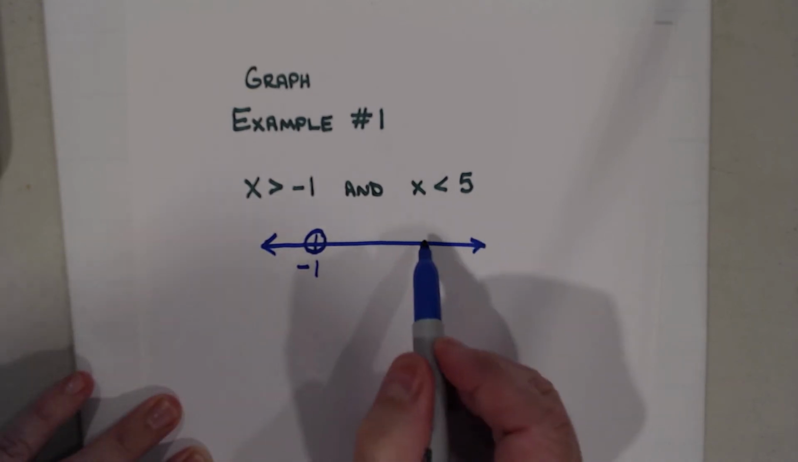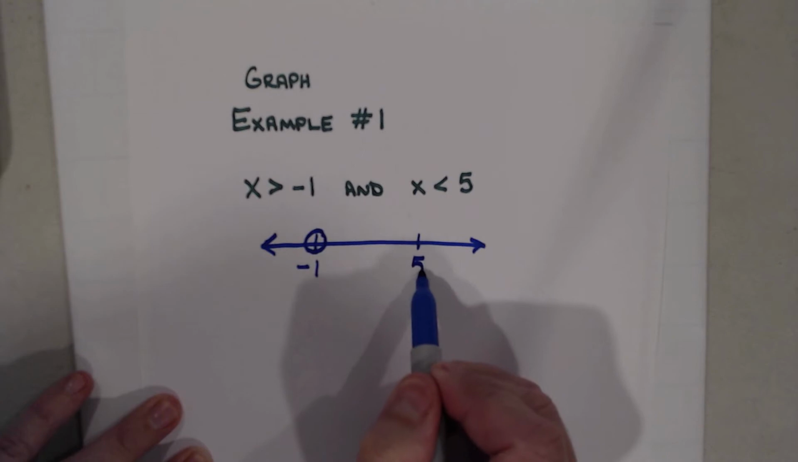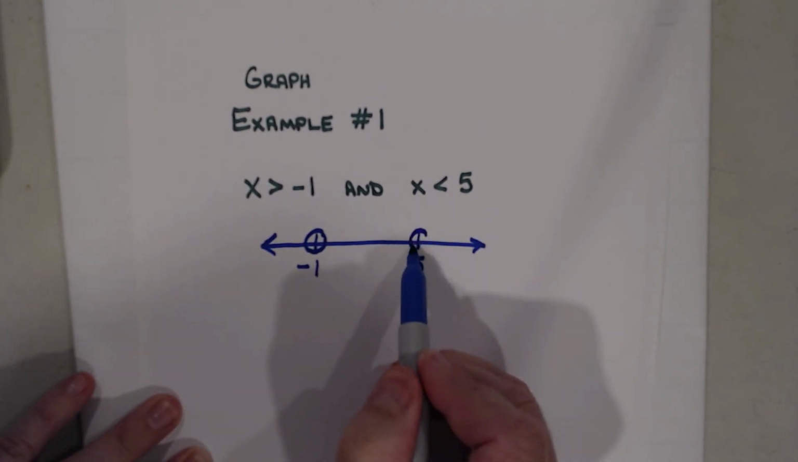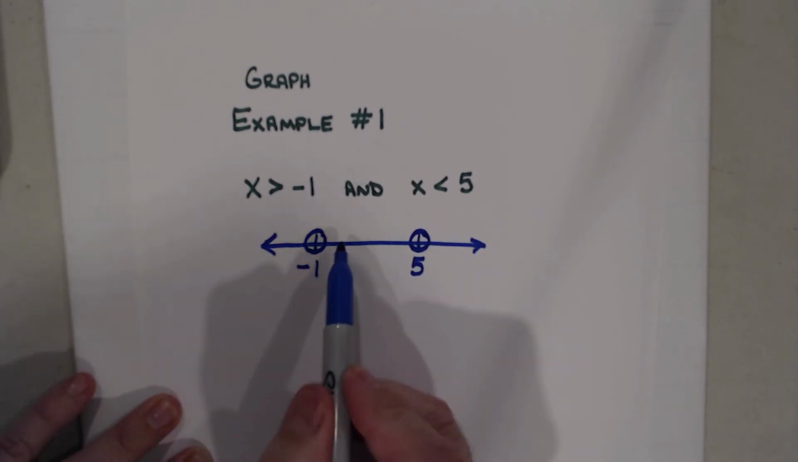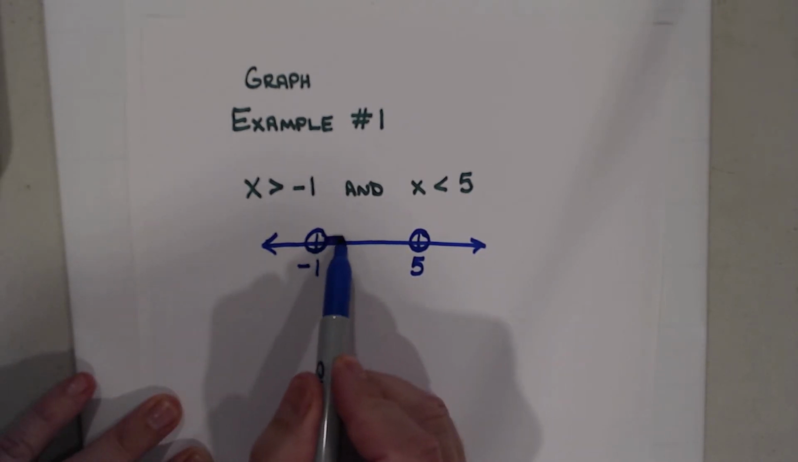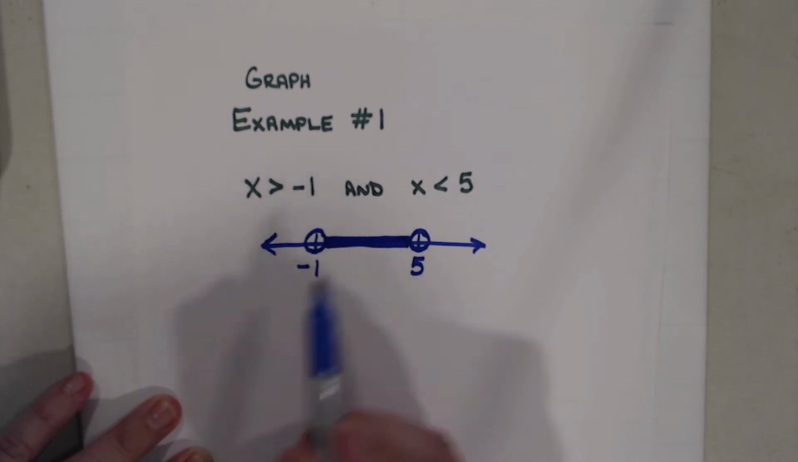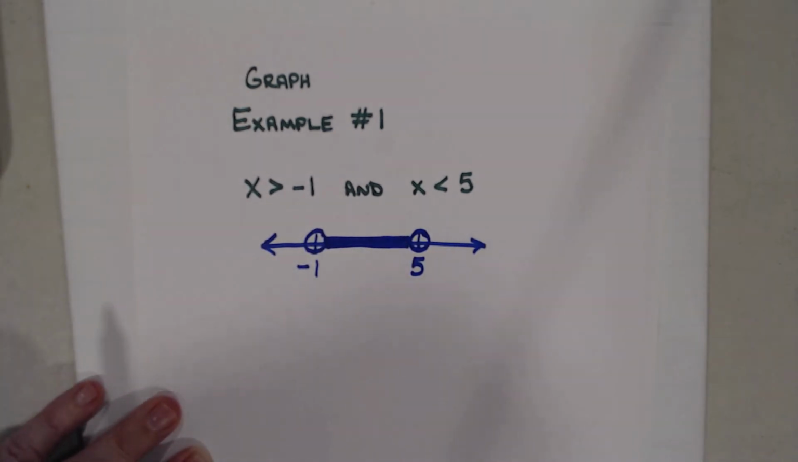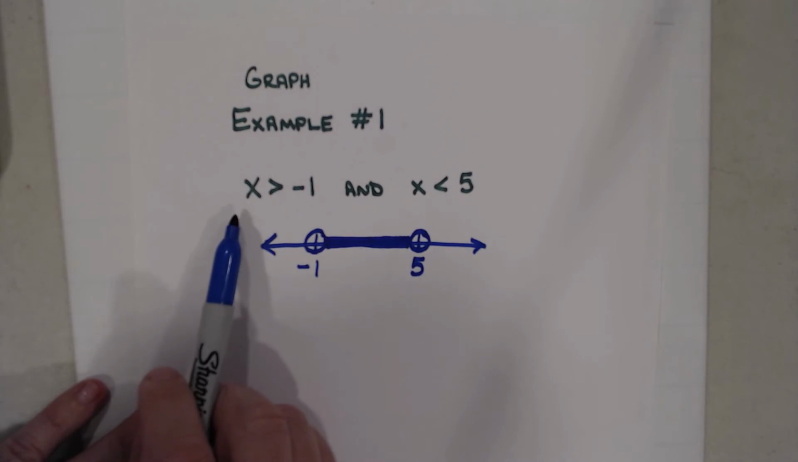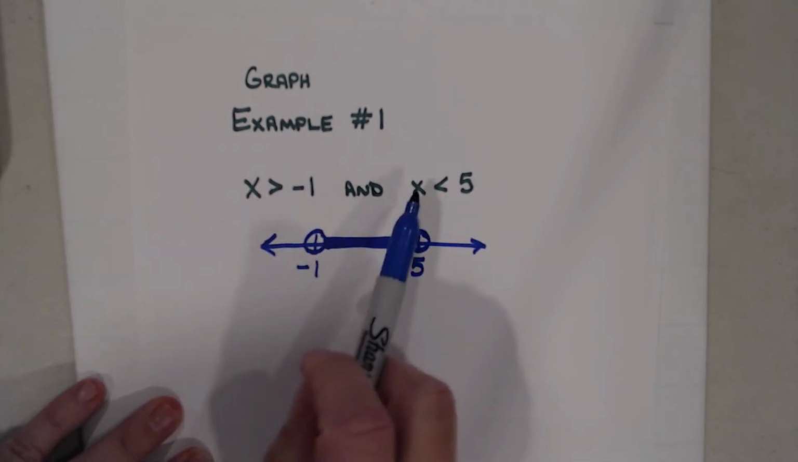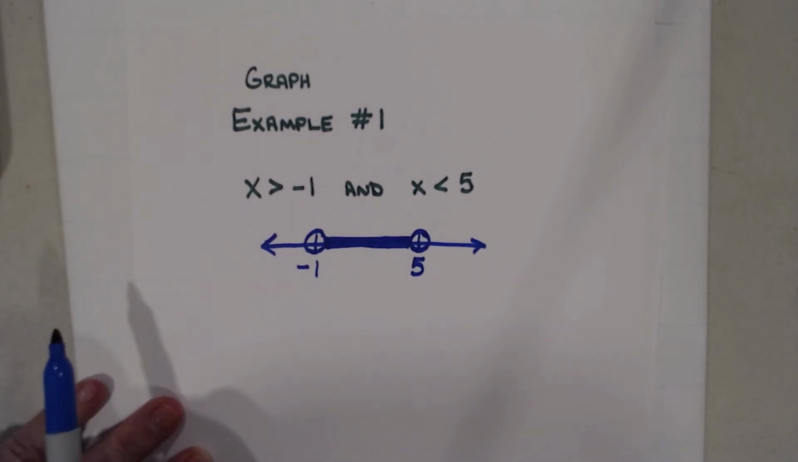I take the larger number, graph it over here where larger numbers go. I look at that symbol. 5 is not an answer. But guess what? I'm going to shade in the middle because it has the word and. All these numbers right here in the middle are my answers. For example, 4. 4 is an example of an answer. 4 is greater than -1 and 4 is less than 5.